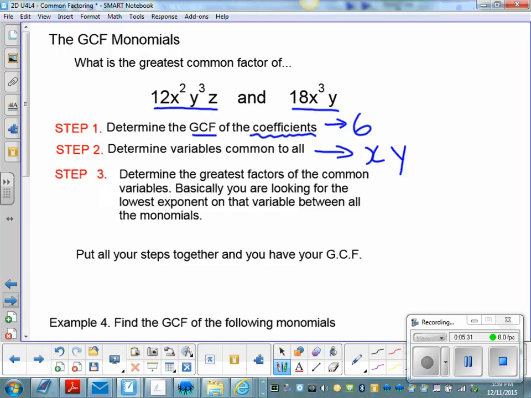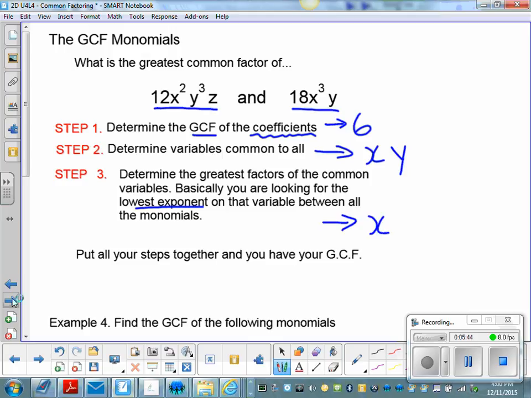Now we need to figure out the greatest factors of the common variables. So basically you're looking for the lowest exponent on that variable between all monomials. So if I look at x first, I've got x squared and I've got x cubed. So the lowest exponent there is 2.